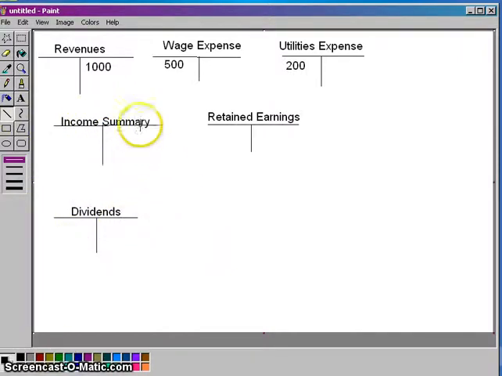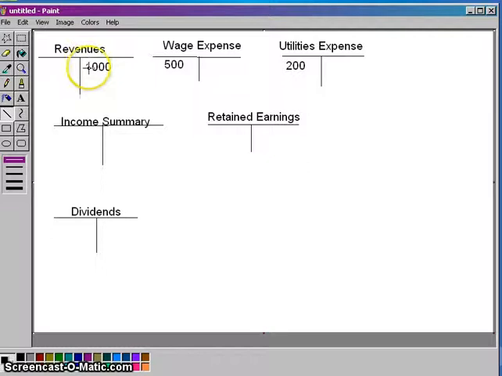Okay, so here's where we are. Miraculously, T accounts have appeared. Let's talk about this income summary account. This income summary account is solely used for the purpose of closing entries. It is not used at any other time. It doesn't show up on a balance sheet, an income statement, or a statement of retained earnings. It shows up nowhere. It is purely used for closing entries, and it's basically a temporary holding account. You'll see how we're going to use it in just a moment.